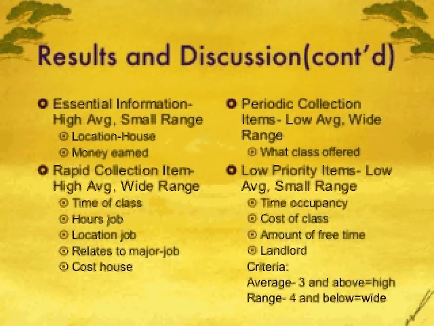The above information shows the assessment. The result of this assessment means that information on different houses by location and amount of money earned during internship should definitely be included in the information system. Information should also be collected on the rapid collection items and periodic collection items, since they will more than likely be used in the future.